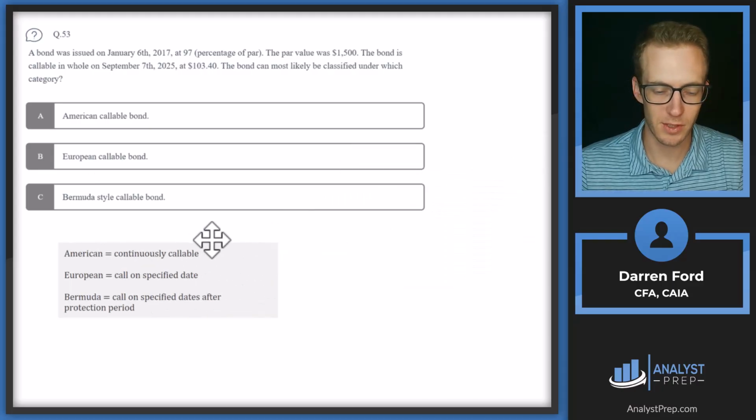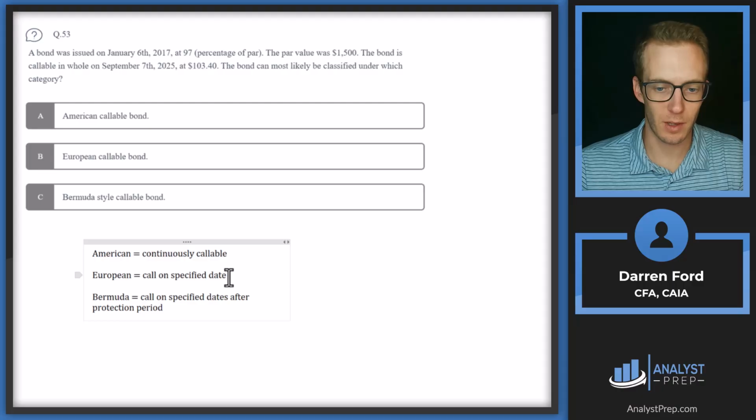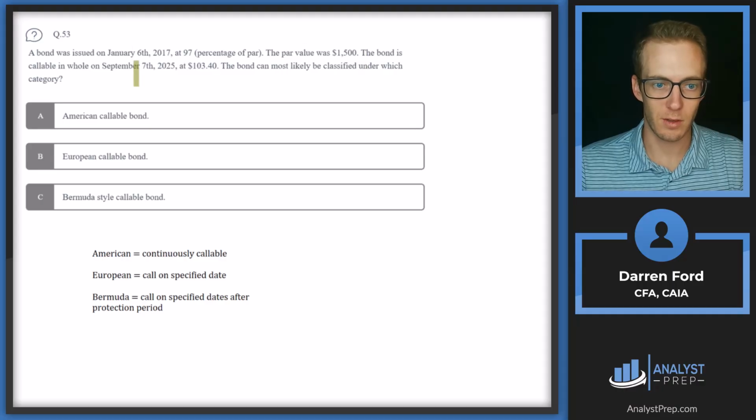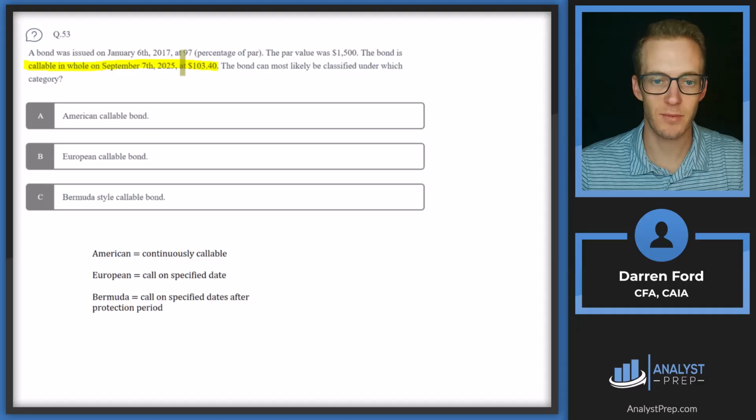I'm going to pull in this little chart or cheat sheet, whatever you want to call it, that tells us when these bonds are callable. Since that seems like the most relevant information, we're trying to determine what type of bond it is based on when it's callable. So for the question, the bond is callable on September 7th, 2025 at 103.4. So on the specific day, it's callable at this price. American callable bonds are going to be continuously callable. That wouldn't really align with what we have here. We're only allowed to call on this specific date. So we can go ahead and rule out American callable.